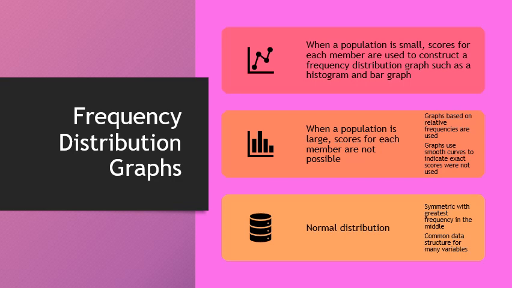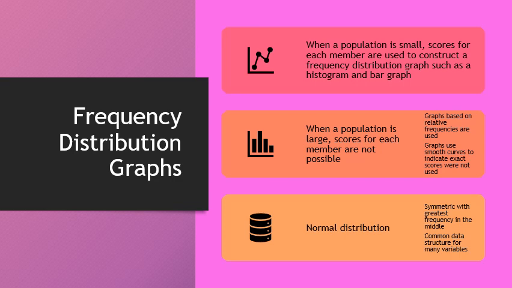So, frequency distribution graphs. When a population is small, scores for each member are used to construct a frequency distribution graph, such as a histogram and a bar graph. When a population is large, it's almost impossible to know the scores for every single member. This is when we use relative frequencies and smooth curves to indicate the scores.